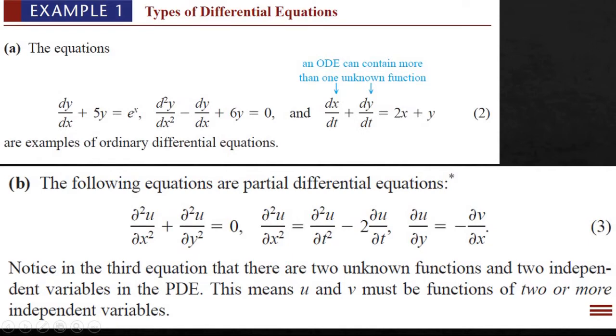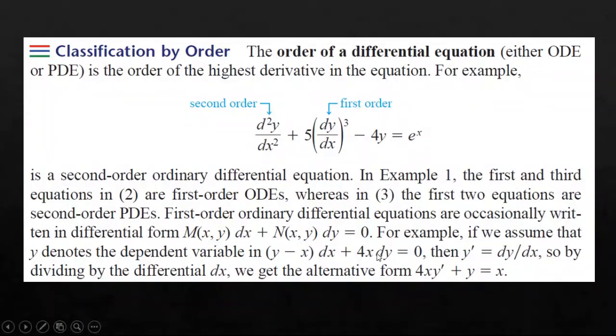In the second equation we have d square u over dx square is equal to d square u over dt square minus 2 du over dt, and u is a function dependent on the variables x and t. Here we have partial derivatives. In the third equation, note that there are two unknown functions and two independent variables. This means that u and v must be functions of two or more independent variables.